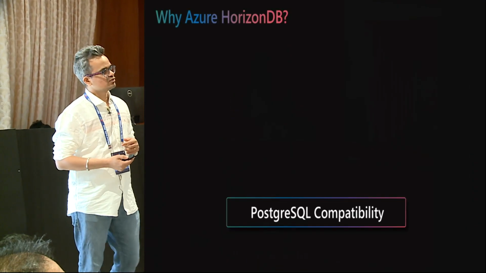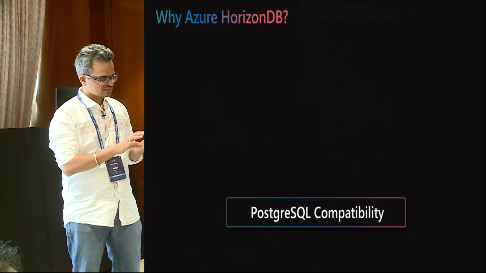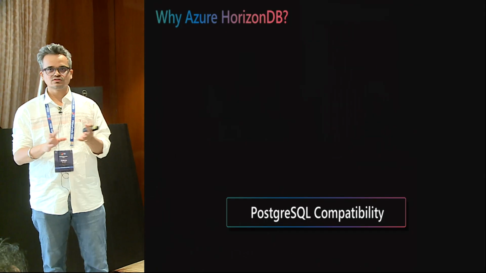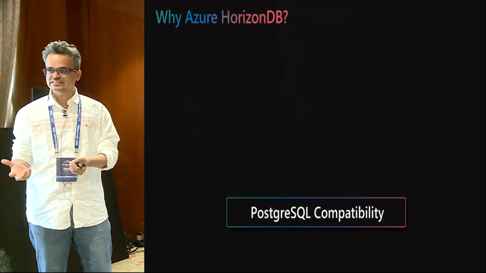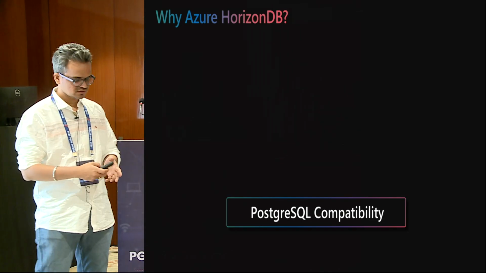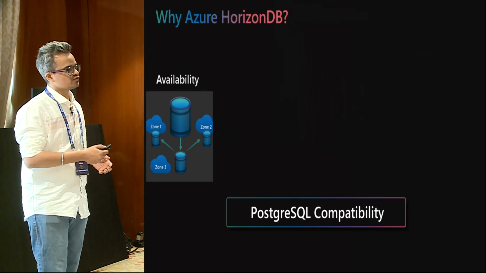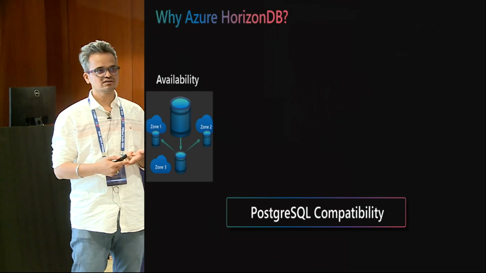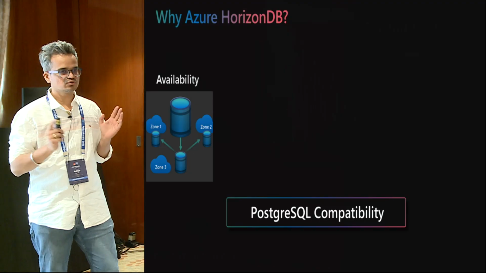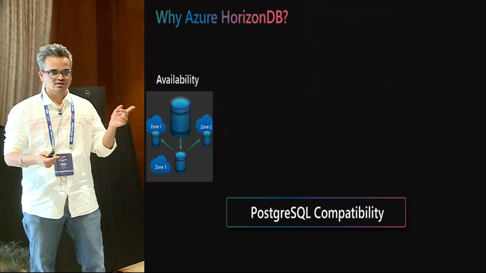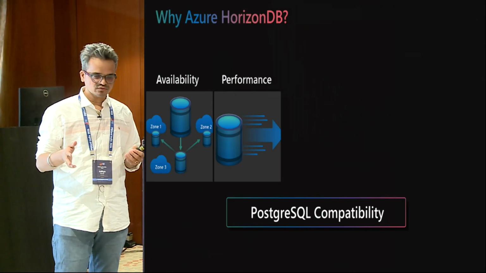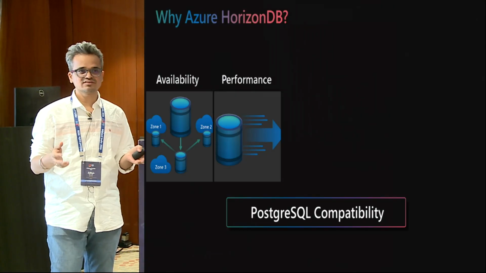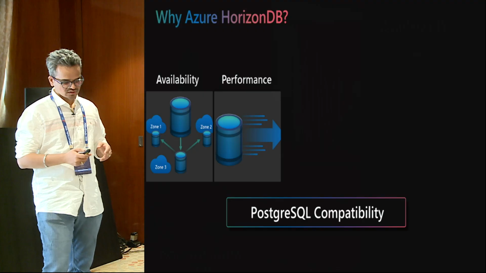So let's go into why Azure HorizonDB. By default it is Postgres compatible. You can do all the PostgreSQL activities, that is pg_dump, pg_restore, whatever PG activities you ideally do, you can do it. On top of that, we provide availability. It is zone resilient, so overall it is always available. It is performant, and you will see in the subsequent slides that it is highly performant. The write and read latency is in sub-milliseconds overall.